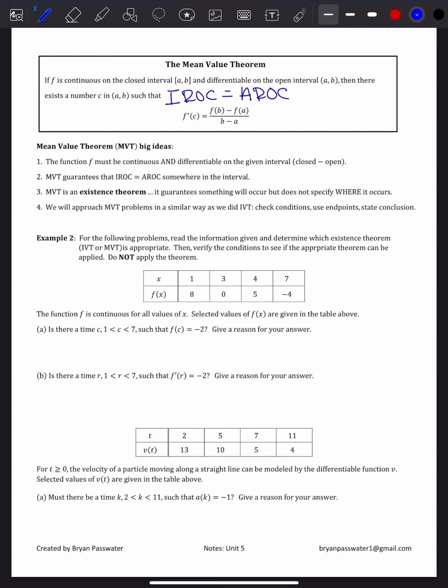So some big ideas with the mean value theorem. The function must be continuous and differentiable on the given interval.